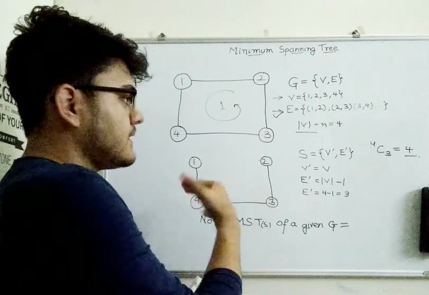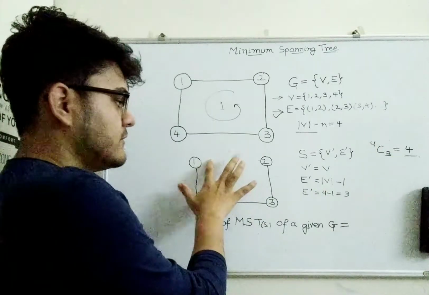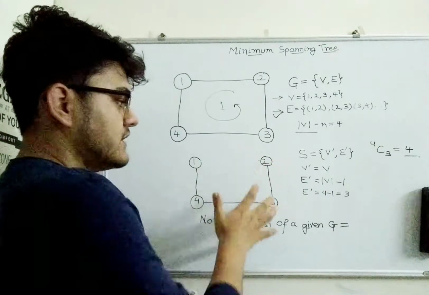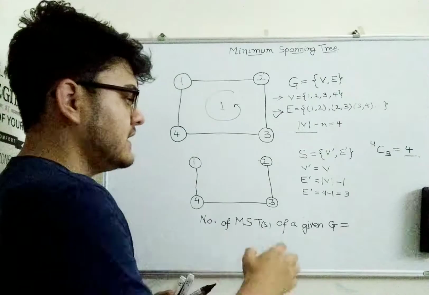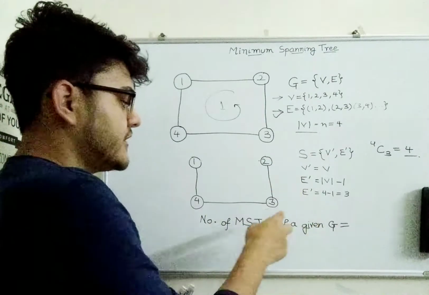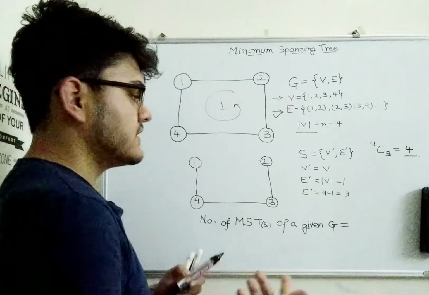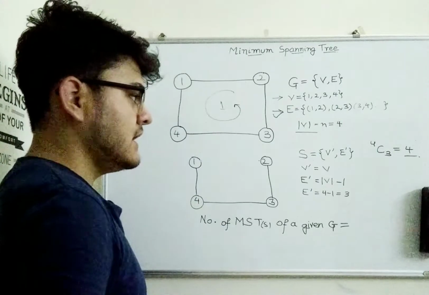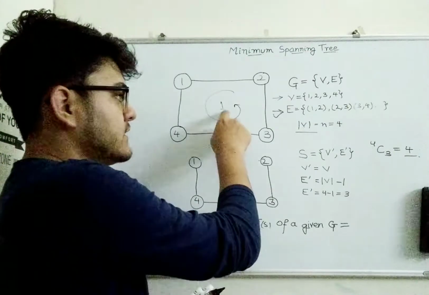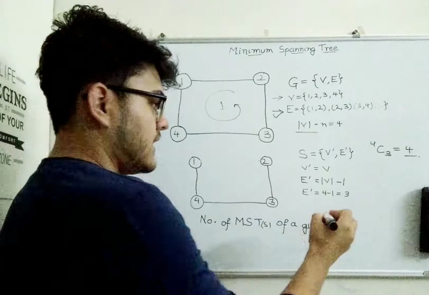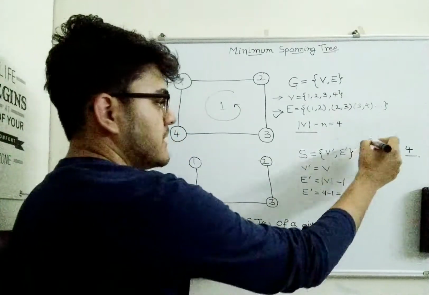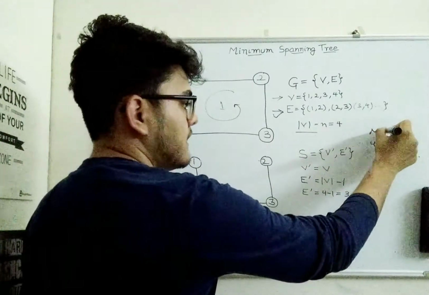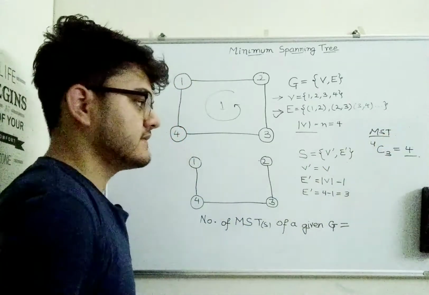It also makes sense because if you remove this edge, you will obtain 1 minimum spanning tree. If you remove this, you will get 2, then 3 and then 4. So there are 4 minimum spanning trees. And since it has one cycle, I will write here that the number of minimum spanning trees is 4 in this case.